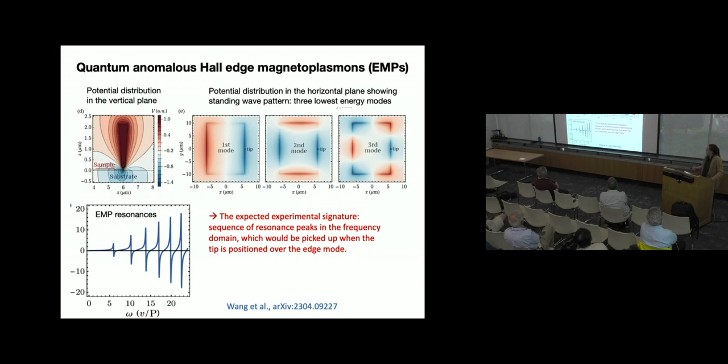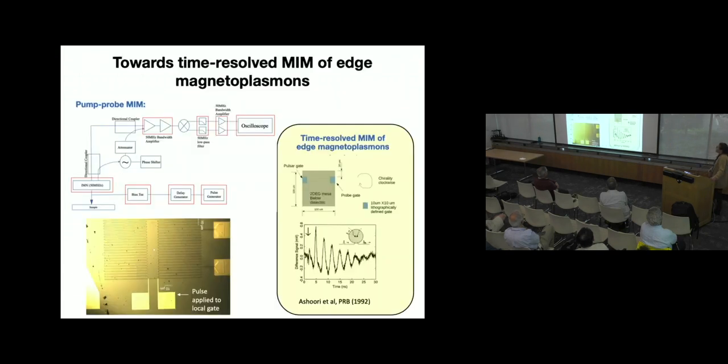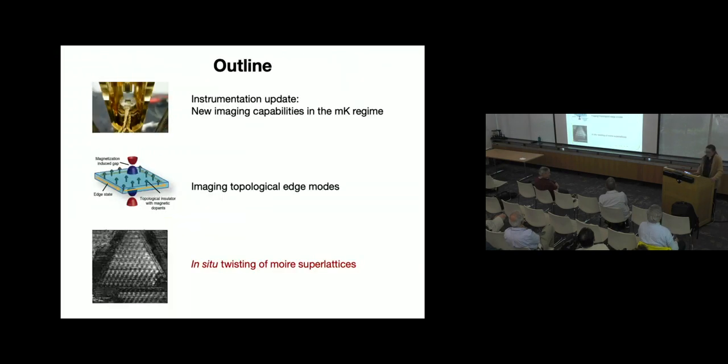So this really motivated our interest on the instrumentation side to develop a new type of pump-probe time-resolved MIM in which we could apply fast pulses to local gates in order to excite edge magnetoplasmons in the sample and look at their time evolution. And this should give us a little bit more access to the underlying topological nature of these states, including Chern number, and the line width of these resonances also gives you information about dissipation along the edge.